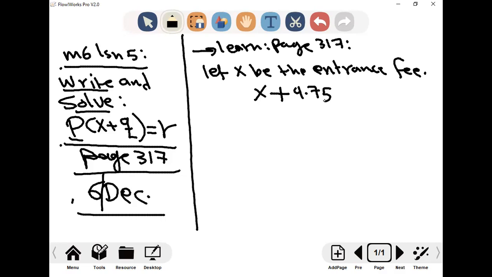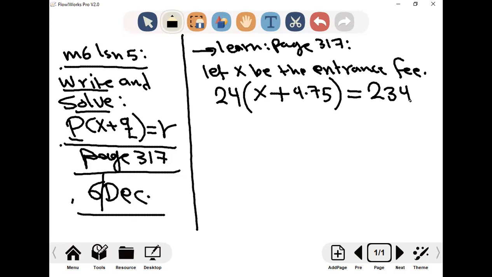Each student from the 24 students will pay x and 4.75, so how many times will this be repeated? 24 times, right? So how do I make it? All of it multiplied by how much? So 24 students, each one of them will pay 4.75 and x, and the total of the money is 234. This is the equation. Do you know how we do the equation? Depending on understanding the question. So this is the first step.